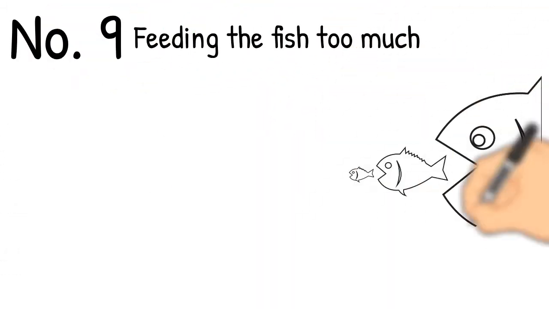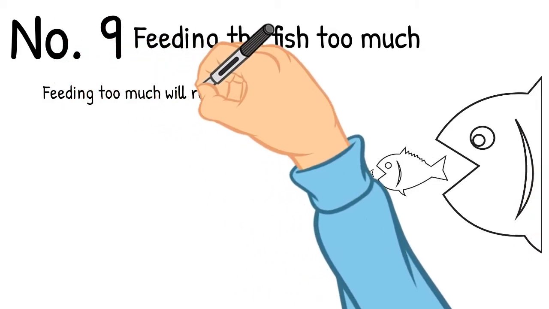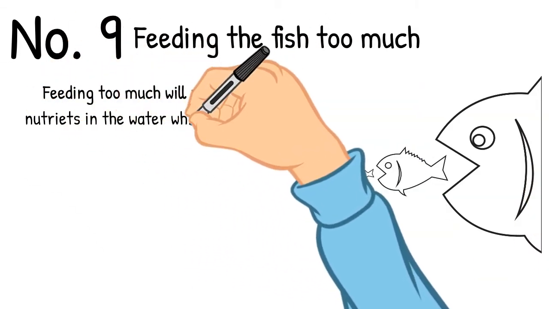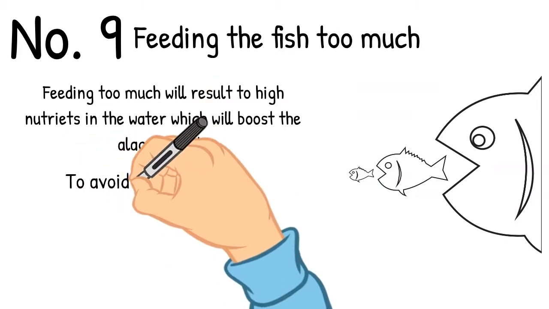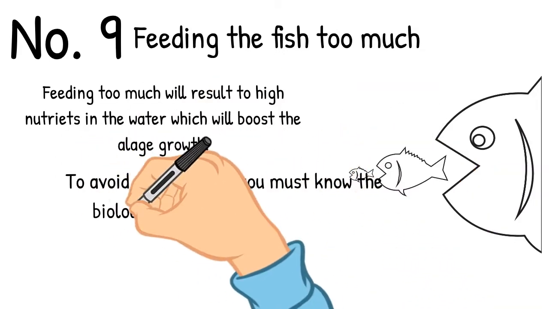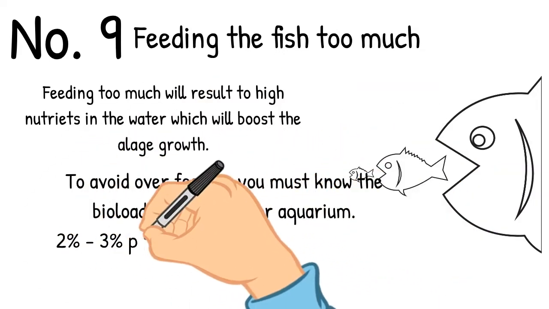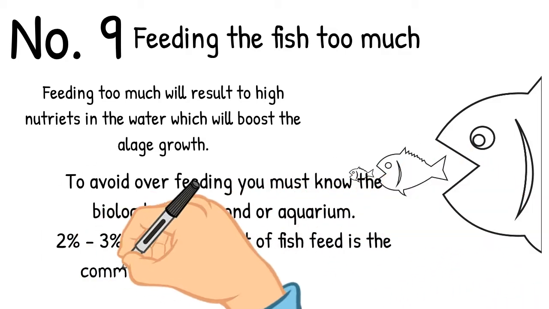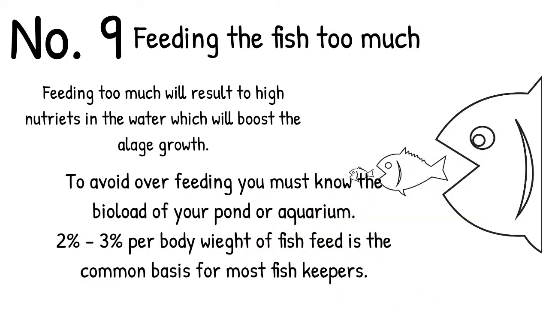Number 9. Feeding the fish too much. Feeding too much will result in high nutrients in the water, which will boost the algae growth. To avoid overfeeding, you must know the bioload of your pond or aquarium. 2 to 3% of body weight of fish feed is the common basis for most fish keepers.